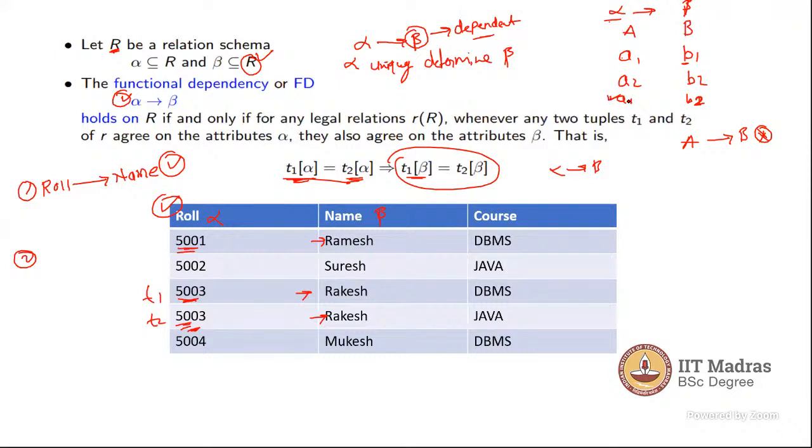The thing is, A1 can determine anything else, but B2 cannot be determined by anything else. That is what it means.